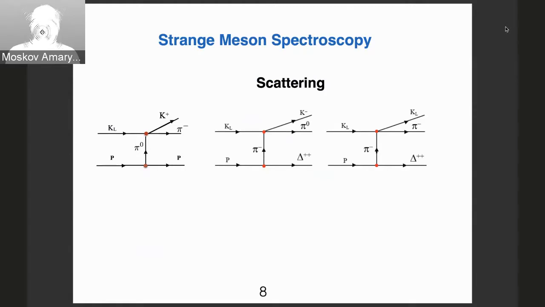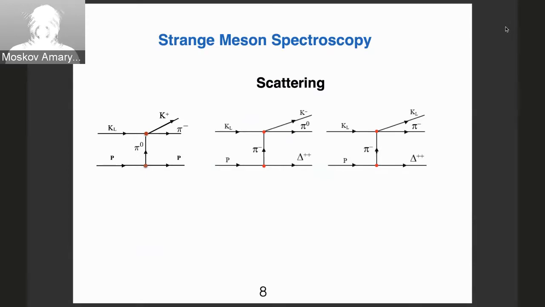The first reaction is KL p going to K plus pi minus. The pi zero has more possibilities of other reactions to contribute, and we were advised to look at a charge exchange. So we have chosen scattering of K long on pi minus with K minus pi zero, delta plus plus, and K long on proton with final state K long pi minus and delta plus plus.